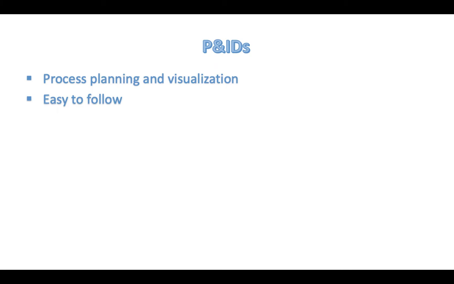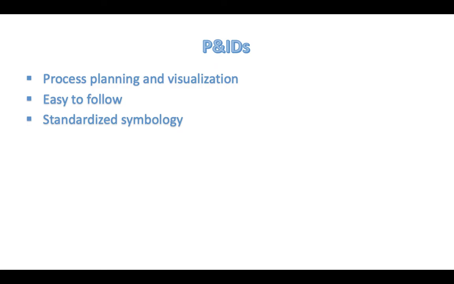P&IDs are widely used within any type of industry. When P&IDs are used, processes can be planned and visualized. For example, if the process were to fail, the determination of the instrument, pipe, equipment, or machinery that has caused the damage, or that is damaged itself, is quite straightforward because P&IDs are easy to follow.